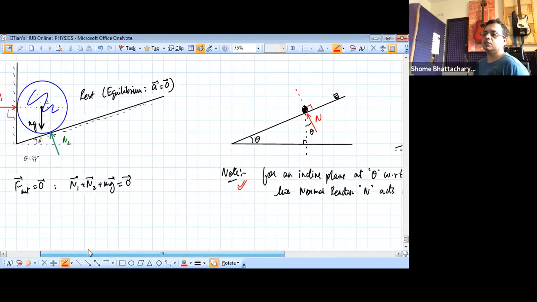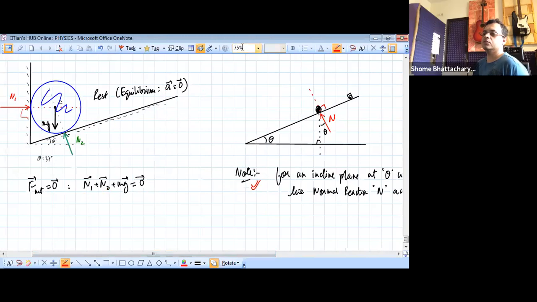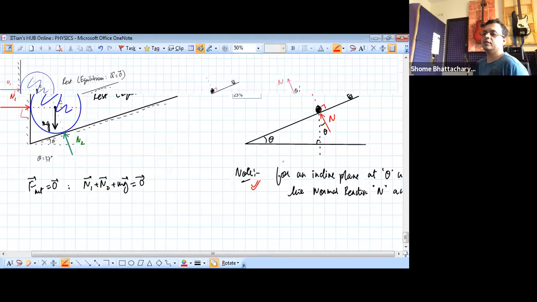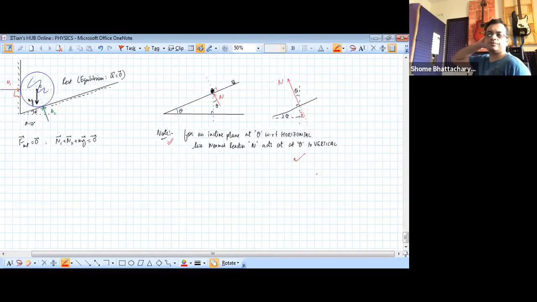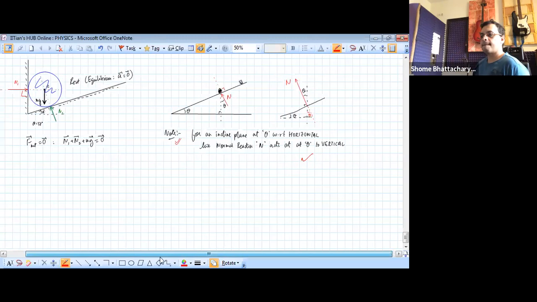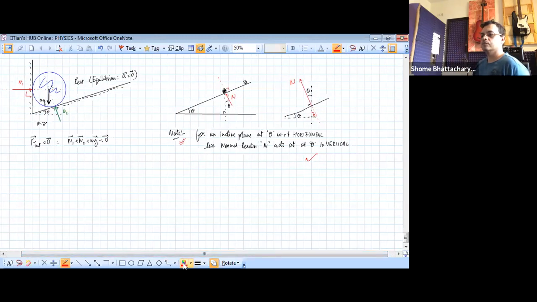Then we'll solve this equation. The sum of these three forces is 0. We'll solve that next. But to solve it, we need the angle properly. We need to understand the direction of that N2. N1 is fine, it's horizontal, but that N2's direction we need to understand. So for that, just remember this simple rule of thumb.